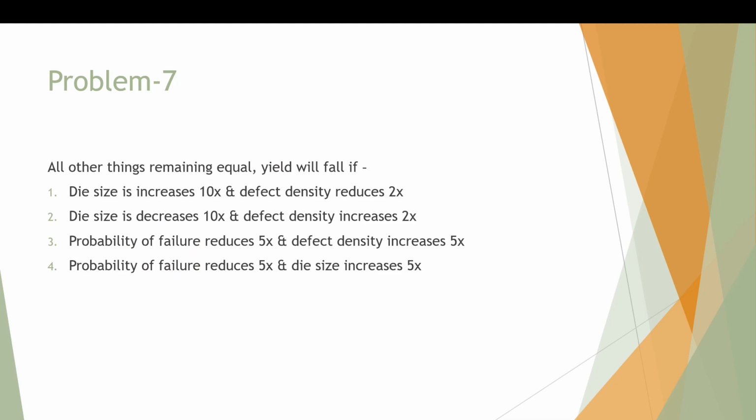All other things remaining equal, yield will fall if, so when does yield fall? We already discussed this once, but this question is a bit trickier. The first option: we are increasing the die size by 10x, but decreasing the defect density. So the number of defects on the wafer has reduced, but the die size has increased. We need to look at these numbers now. Second is die size decreasing 10 times, defect density increasing twice.